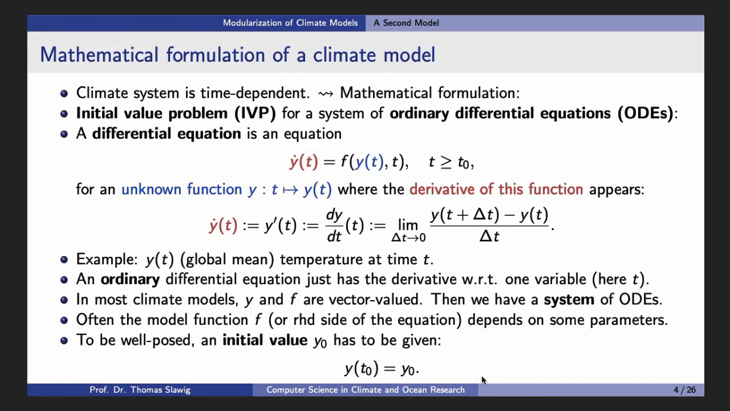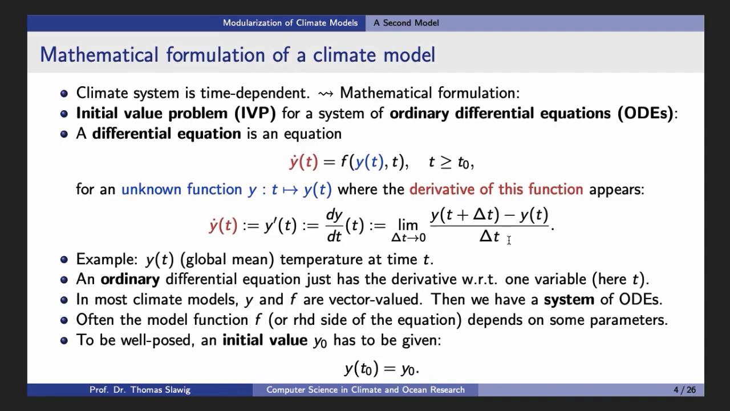So starting with the second model, or as repetition, starting with a mathematical formulation of a climate model, again, as in the first lecture, we are treating initial value problems for systems of ordinary differential equations. So we have a differential equation where the unknown function, the blue one, is appearing in the equation, but there's also the derivative, the red one, appearing in this equation. So we have both in it, and this is the main point for a differential equation, the main difficulty.